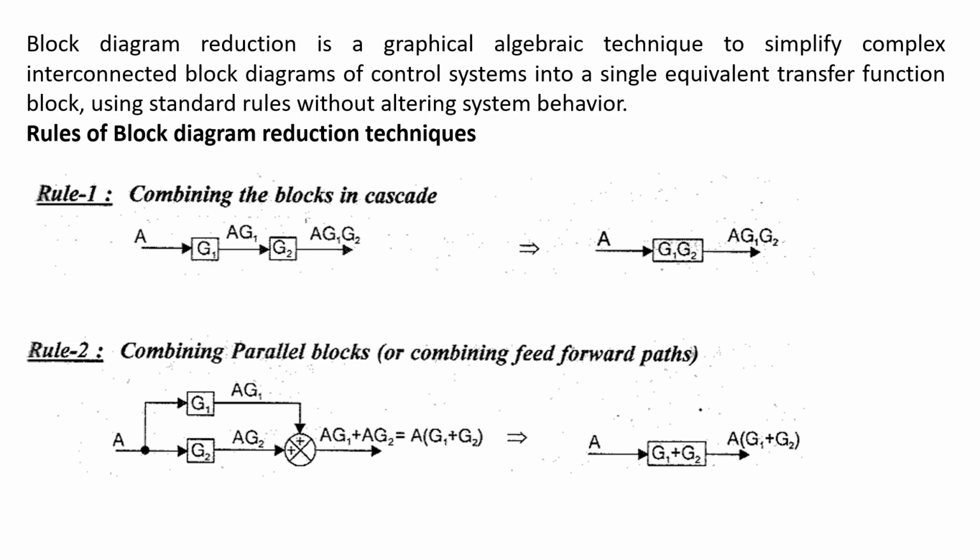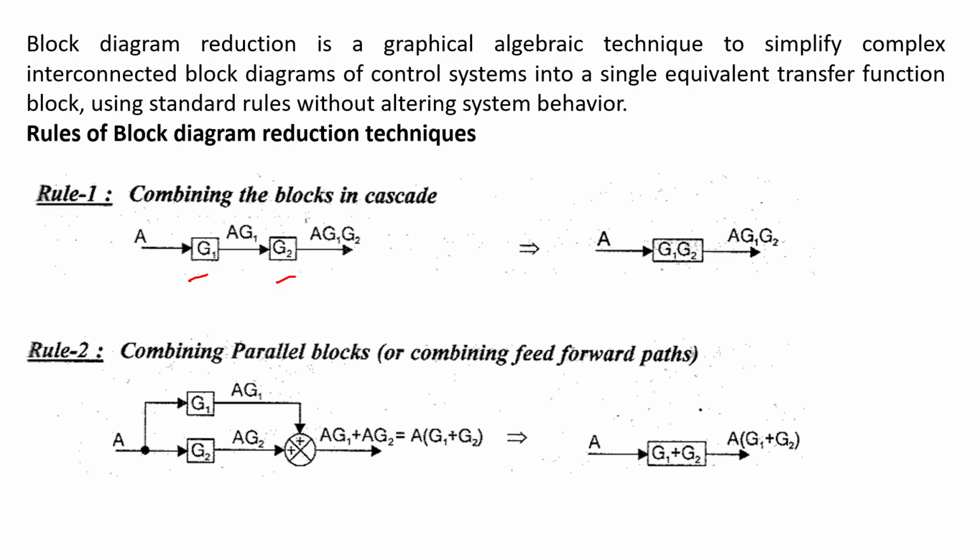The rules are: rule number one, if we have two cascade blocks, that is blocks in series, like G1 is one transfer function and G2 is the other transfer function. They are connected in series. The output of the first block is the input to the second block. In that case, we can represent this combination in its equivalent form as G1 into G2. So if you have two blocks in cascade, you can multiply them and form a single block.